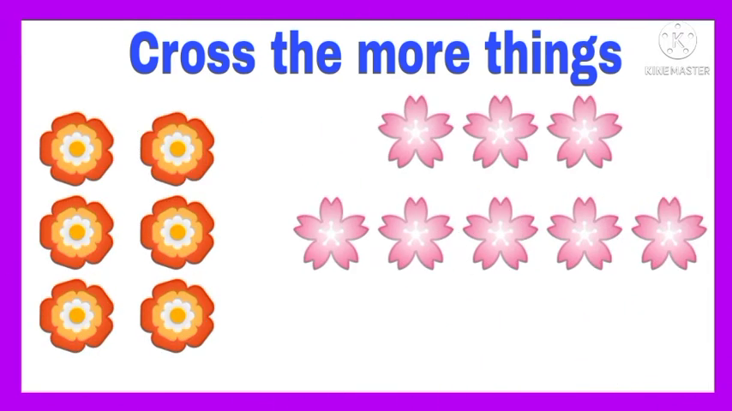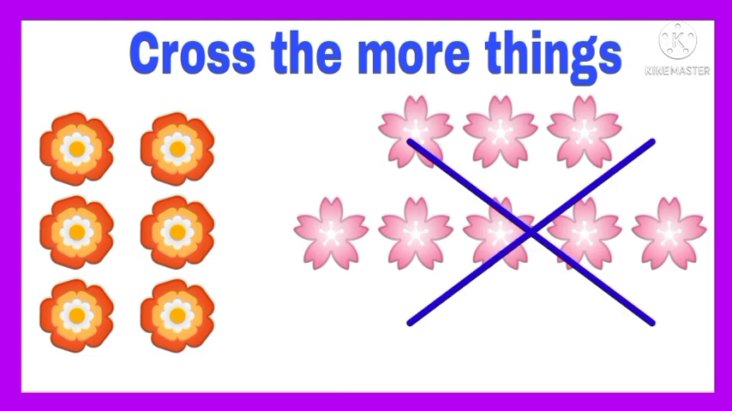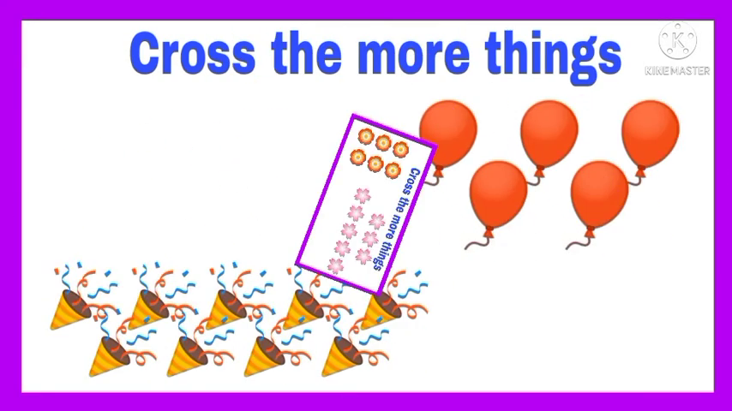Cross the flowers that are more in numbers. Red flowers are 6 and pink flowers are 8. We have to cross the pink flowers.